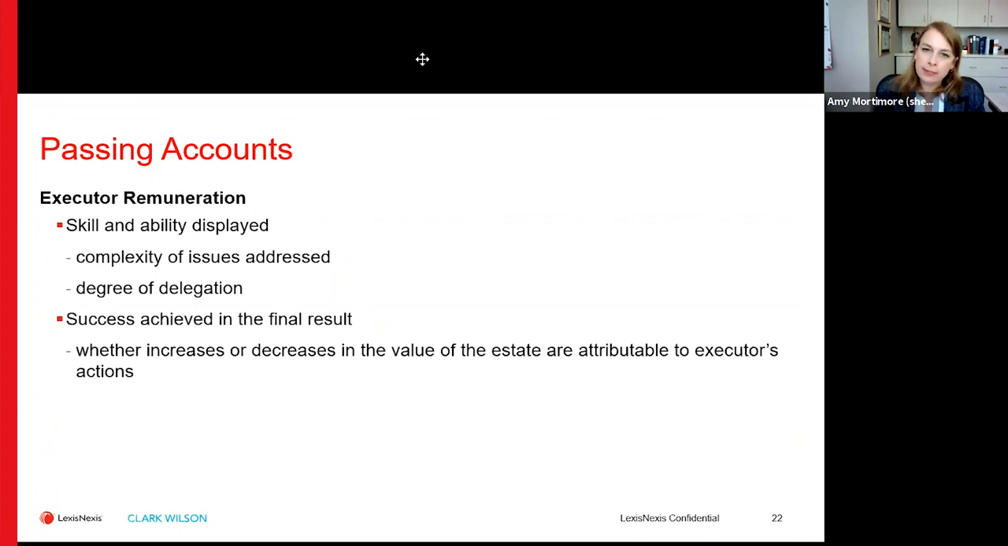And the piece that I wanted to highlight here is you need to remember that it's not just what was the opening balance of the estate and what was the closing balance. What we're looking at is, was any increase or decrease in the value of the estate attributable to the actions of the executor, or perhaps the inactions of the executor.